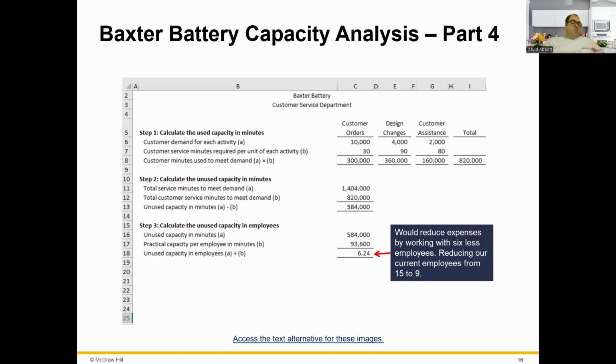Now, the third step translates this unused capacity in minutes to the unused capacity in terms of the number of employees. The unused capacity in minutes gets divided by the practical capacity of one employee to arrive at the unused capacity of employees. So we take the number of minutes divided by the practical capacity per employee: 40 hours a week times 60, and then only 75% of that. So we get unused capacity of 6.24 employees.